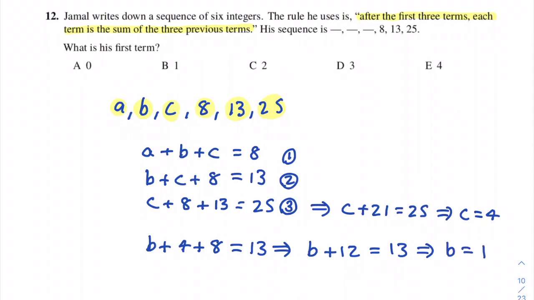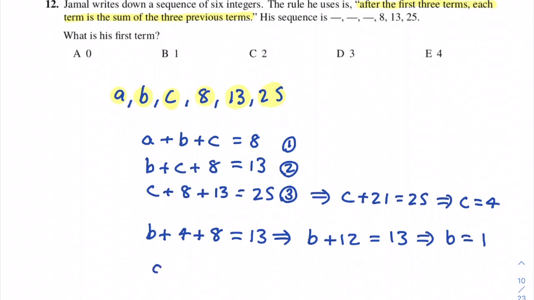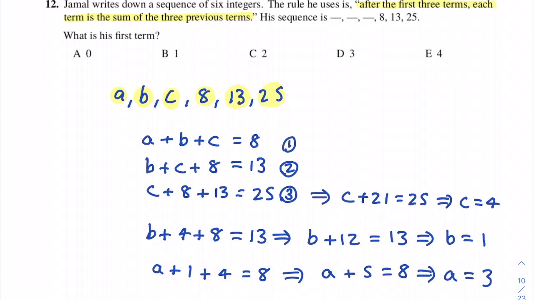Now we've got a value for b, so then we can just substitute our values for b and c into equation 1. And then we can work out our value for a, and a is the first term in our sequence. That means we're going to have a plus b, which is 1, plus c, which is 4, and that's equal to 8. That simplifies to a plus 5 equals 8, and then we can subtract 5 from both sides, so we get a equals 8 minus 5, which is 3. So 3 is the first term in our sequence, and that is answer D.